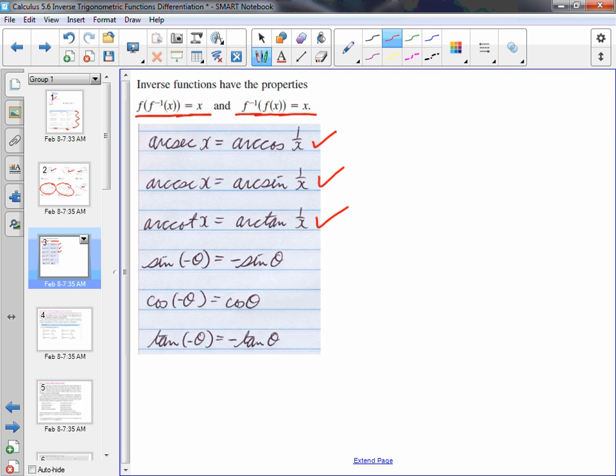Also remember these three things, that the sine of negative theta is the same thing as the negative sine of theta. Tangent works the same way. Cosine doesn't. The cosine of negative theta is the same thing as the cosine of positive theta. So those last three especially are things you should have already been familiar with, but you need to have them back in your short-term memory, okay?